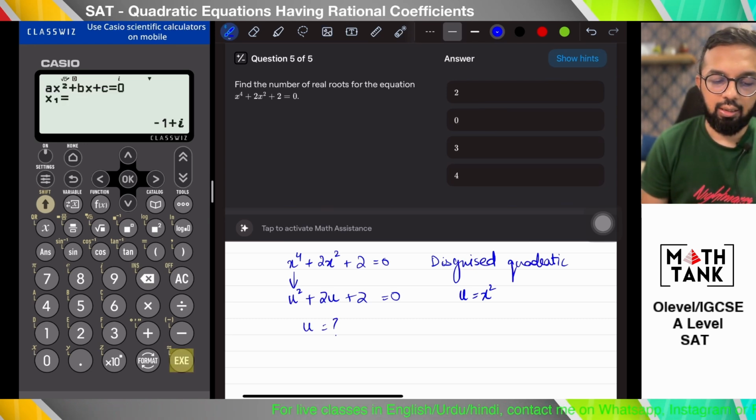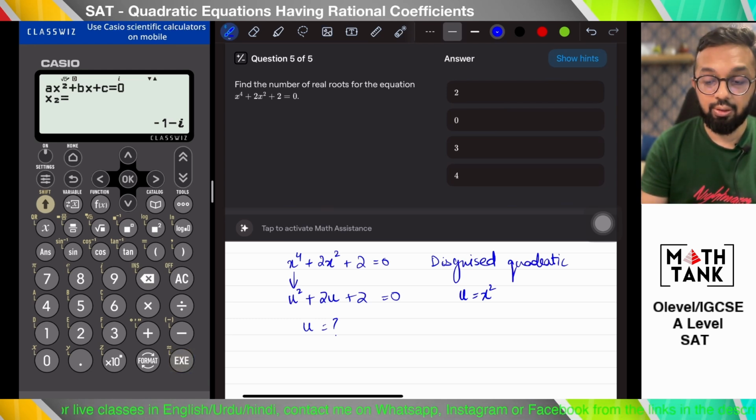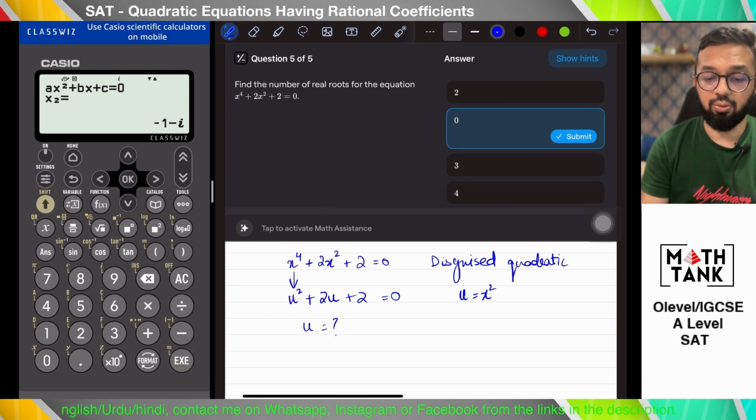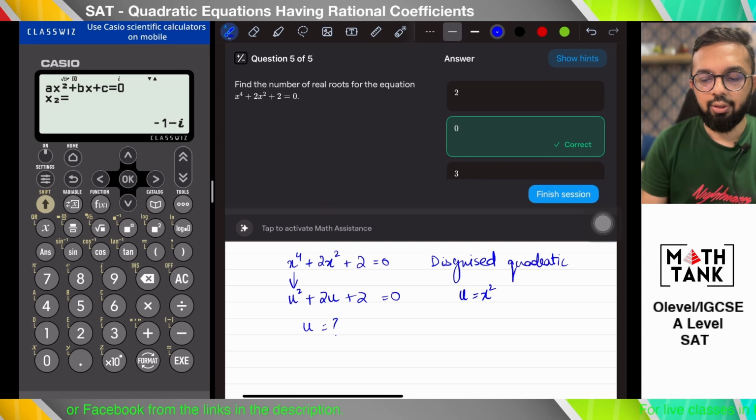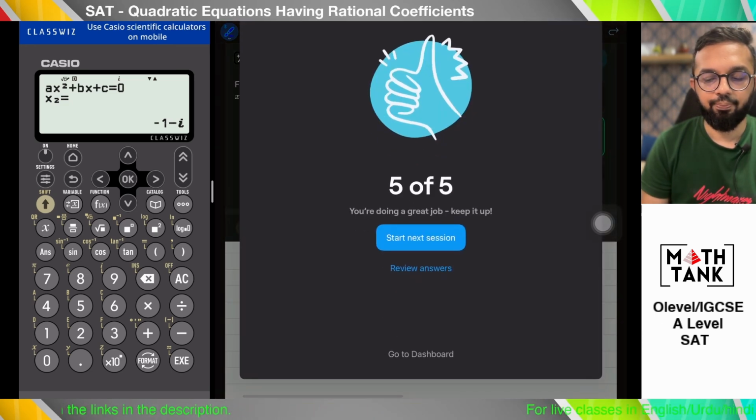Since I see they're complex roots, they're no longer real roots, so there are no real roots of this equation. Whenever I solve for u and consequently for x squared, there are no solutions. So there are zero real solutions.